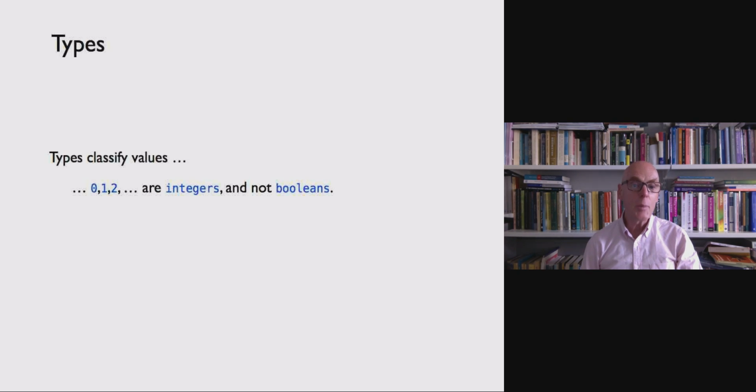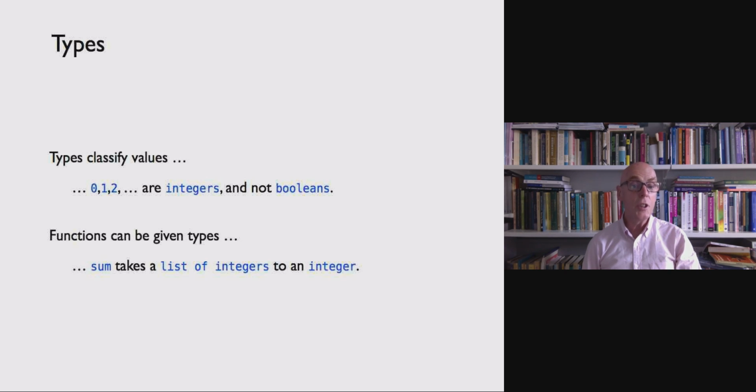Okay, let me just explain what I mean by a type. In general, a type classifies a set of values. So, for example, 0, 1, 2 are integers, and true and false are booleans, but 0, 1, 2 are not booleans. And we classify things according to what we can do to them. So, for example, we can take the OR of two booleans, but not the OR of two numbers. We can add two numbers, we can't add two booleans. So we can perform different operations on things of different types.